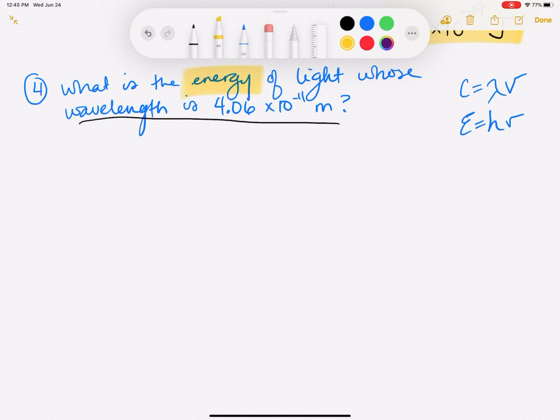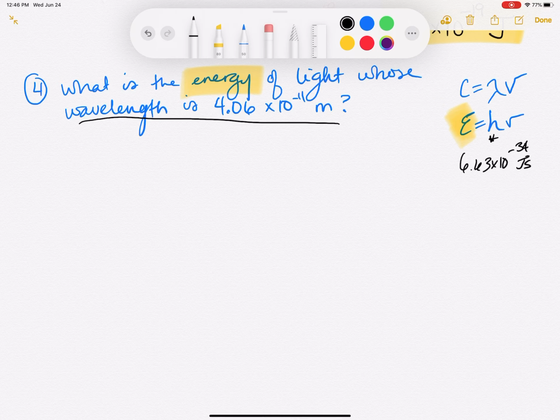And so this particular light has this particular wavelength, 4.06 times 10 to the negative 11 meters. I want to now look at what is the energy. So remember, energy can only be calculated in our case right now using Planck's energy equation. And Planck's constant is always a constant. Remember that that's 6.63 times 10 to the negative 34 joule seconds.